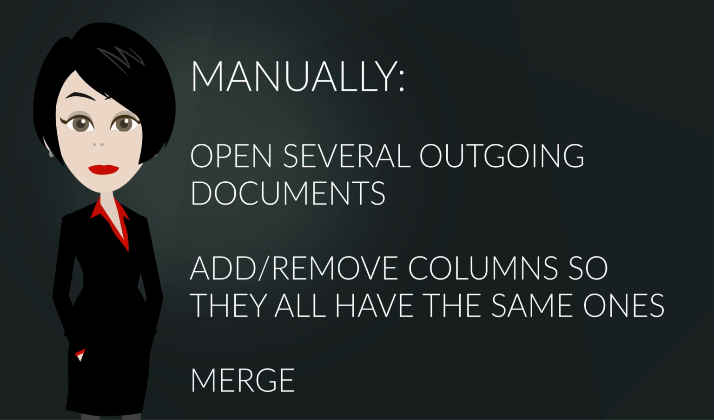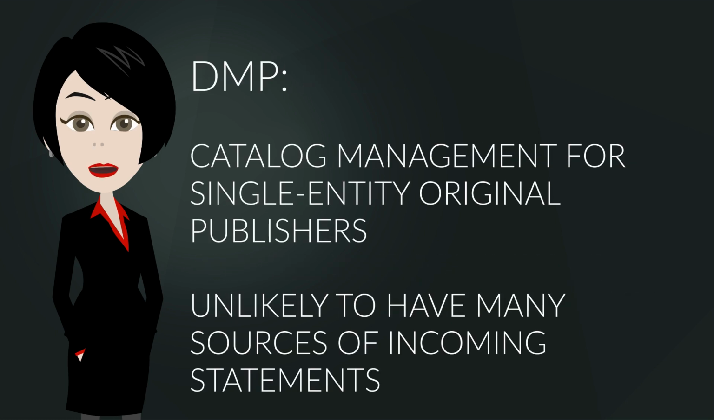If you want to merge the data from several statements, you have to take several documents created by DMP, and add and/or remove columns, so you have the same columns in the end, then copy all the data into one sheet and that is your new raw data. Then you create a pivot table from that, or whatever else you do to create statements and reports. Remember, Django Music Publisher is a catalog management solution for small, single-entity original-only publishers. It is unlikely for them to have many sources of incoming statements, nor that this process has to be done often. Having said that, if you want more, then consider using that green thing, a much more powerful solution.